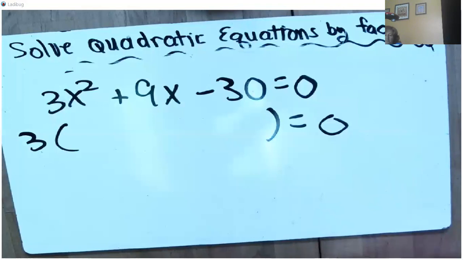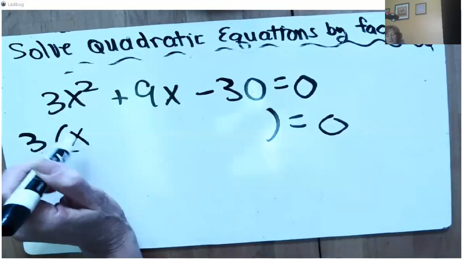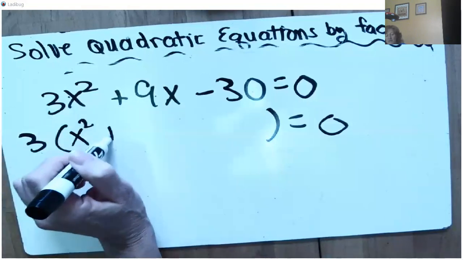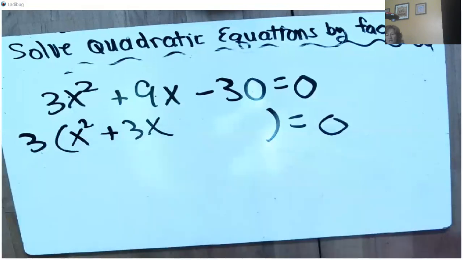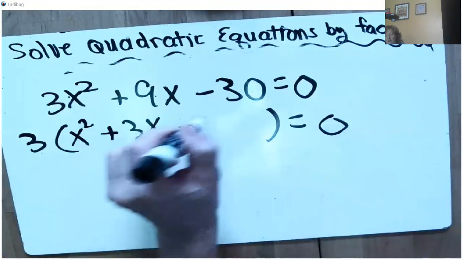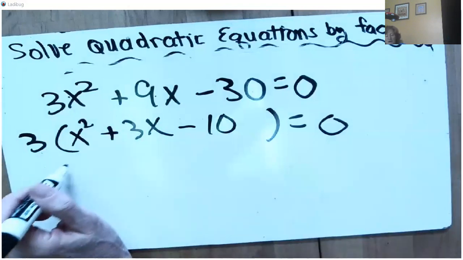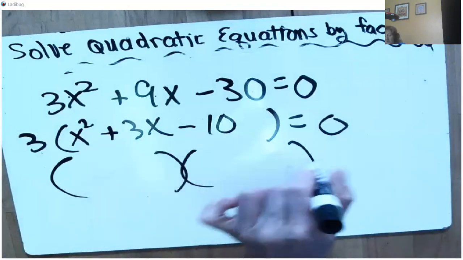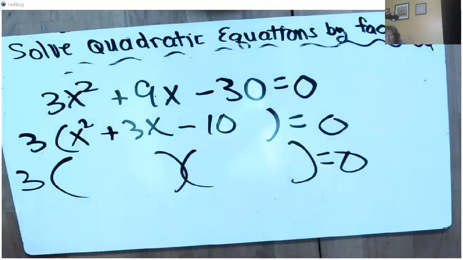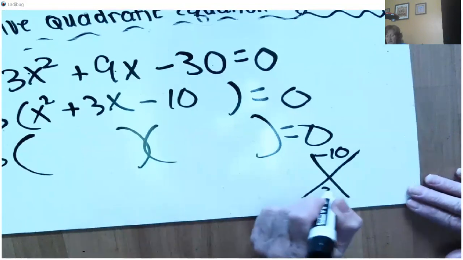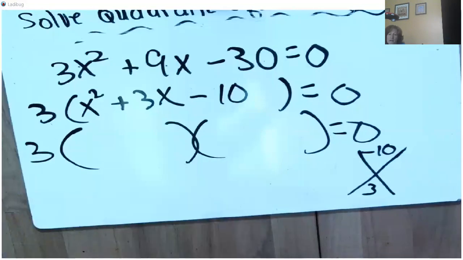Okay, so here we go. When you divide by 3, you're left with x squared. When you divide by 3, you're left with 3x. And when you divide by 3, we're left with minus 10. So now we're looking for two numbers that multiply to make negative 10 and add up to 3.